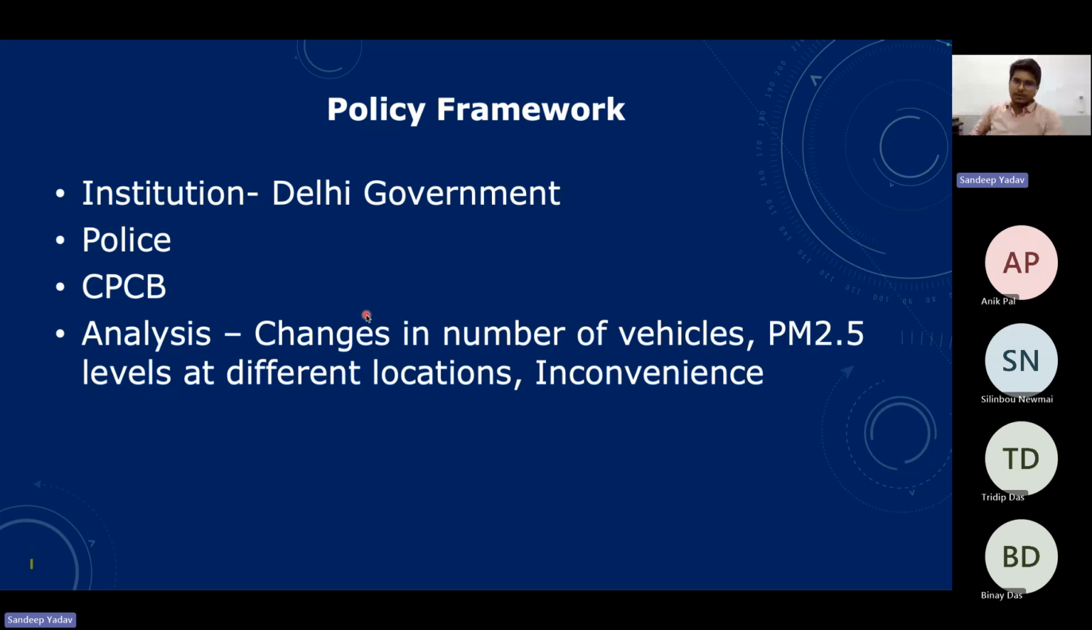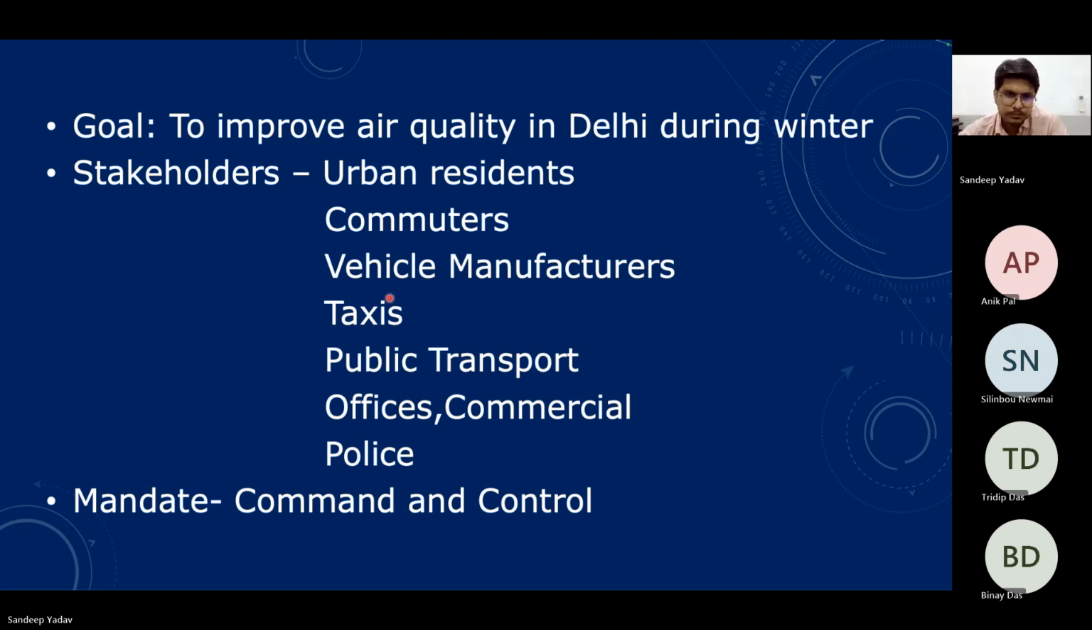They were allowing only odd-numbered vehicles on odd dates and even-numbered vehicles on even dates, and based on that they analyzed the results. A study examined the pollution level in this region when the odd-even policies were implemented, comparing the pollution level before and after implementation. The goal was to improve the air quality of Delhi during the winters, and the stakeholders are urban residents, taxis, and public transport officers.